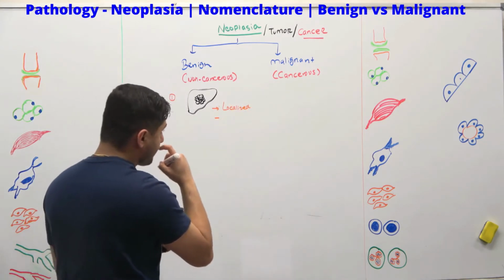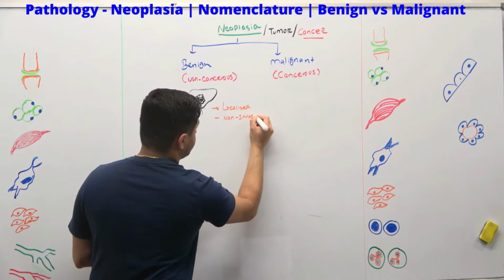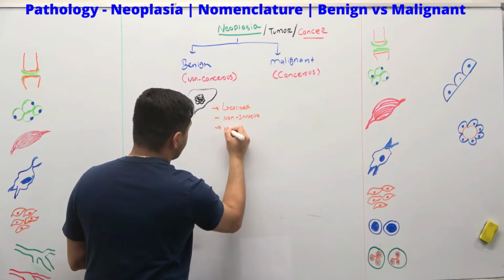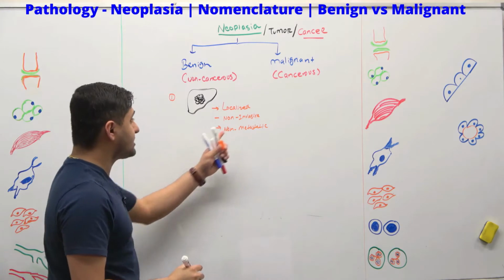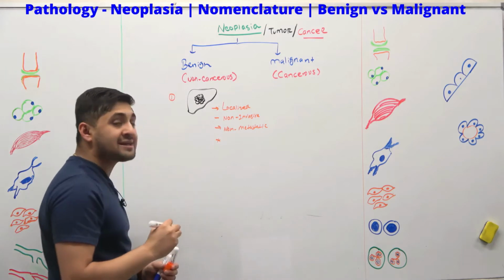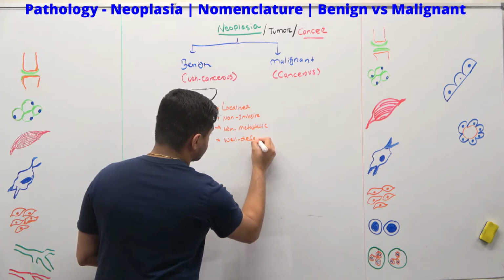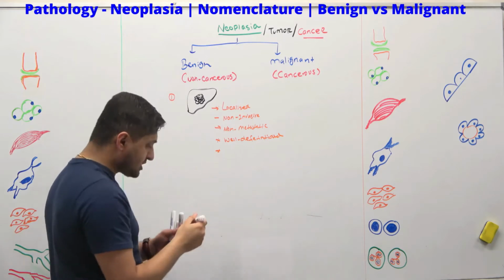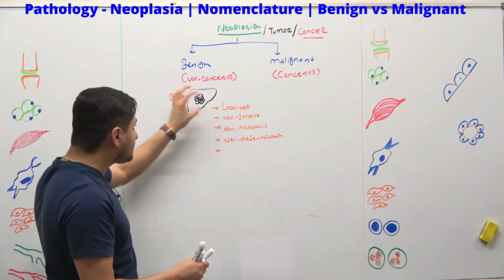The second point you should remember is that it is not invasive. It does not spread. That's something you have to remember, or it doesn't have the characteristic of being metastatic, so it is non-metastatic. Not only is it localized, non-invasive, and non-metastatic, but this abnormal mass is also well differentiated. The well differentiated is also something you have to remember.